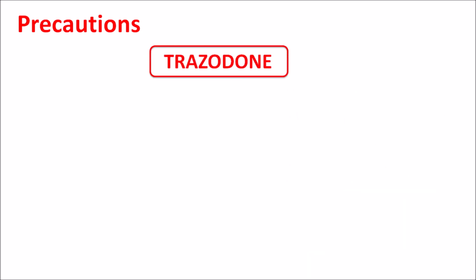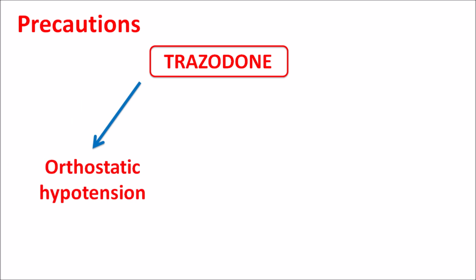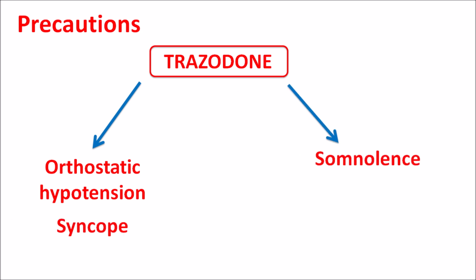Finally, trazodone can produce orthostatic hypotension because it also blocks alpha-1 receptors, which may result in syncope in the patients. And it can also produce some somnolence, sleepiness in the patients, as well as sedation, which may impair daytime activities. And this drug can also produce priapism, painful erection of the penis, and failure of ejaculation.